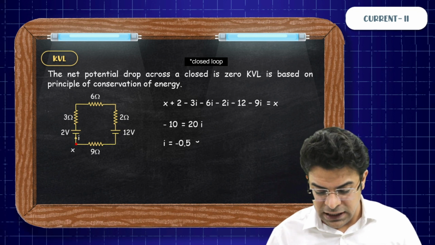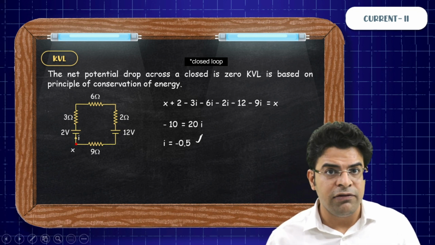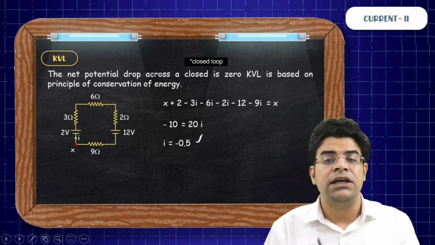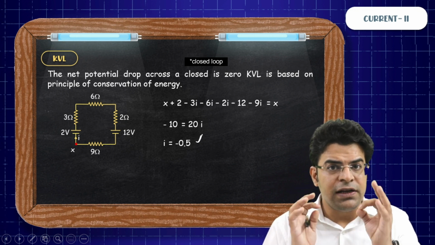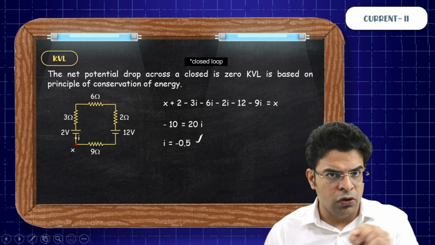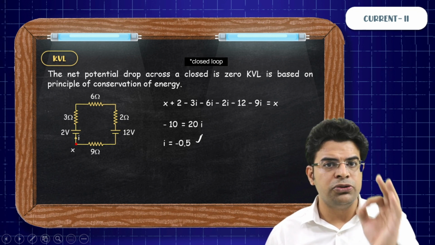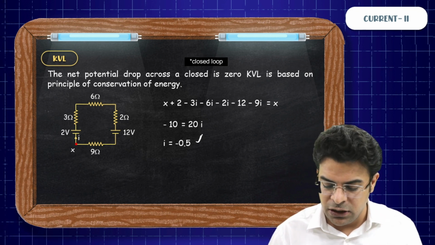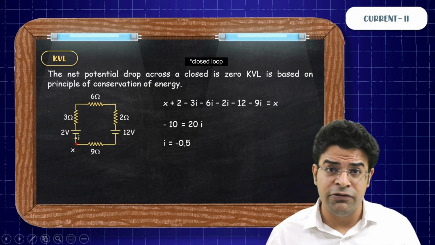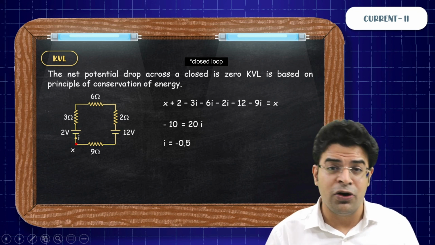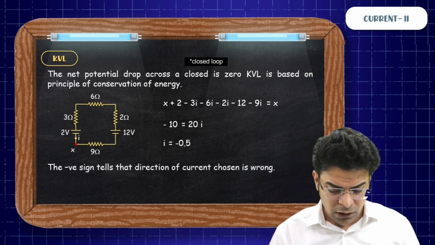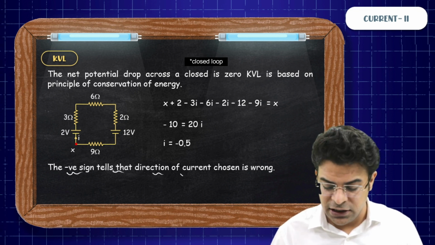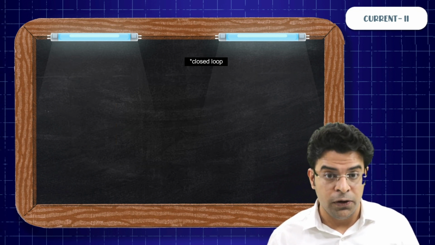Okay, so this is an example. How do we apply KVL? What does KVL tell us, and from where does it come? KVL tells us that the net potential drop across a closed loop is 0. It comes from the principle of conservation of energy, and this is how you apply KVL. By the way, again repeating myself, we are not going to apply it at all. So the negative sign here tells us that the direction of current chosen is wrong.